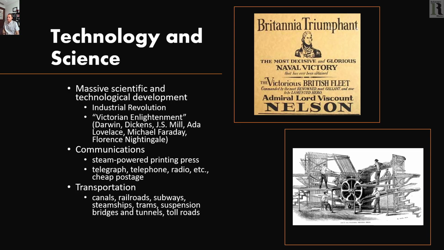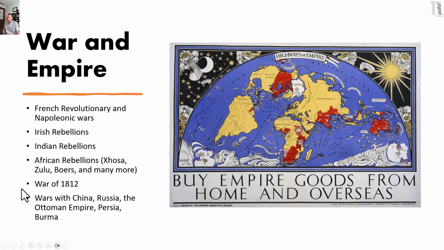And of course, people's words could move around, and people themselves could move around more easily too through the development of canals, railroads, subways. The first subway was built in Glasgow in the middle of the 19th century in Scotland, but also steamships, trams, and also suspension bridges and tunnels, toll roads. Everything we think of as modern infrastructure really begins in the 19th century, which is when the modern world begins, and everything kind of speeds up, gets faster, globalization gets underway.